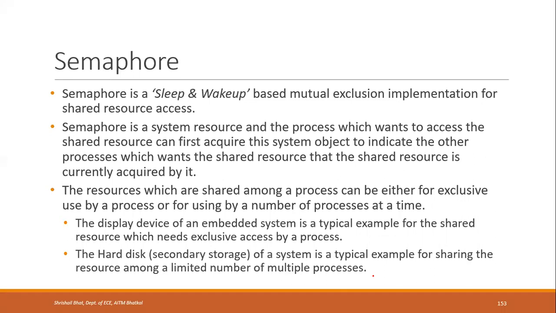The resources which are shared among processes can be either for exclusive use by a process or for use by a number of processes at a time. Exclusive use in the sense, suppose you take the example of a display device. At a time, only one process can access that display device, right? Or if you take the example of a printer, at a time, only one process can access that printer. If another process tries to access it, that will be blocked in the block state. That is called exclusive access.